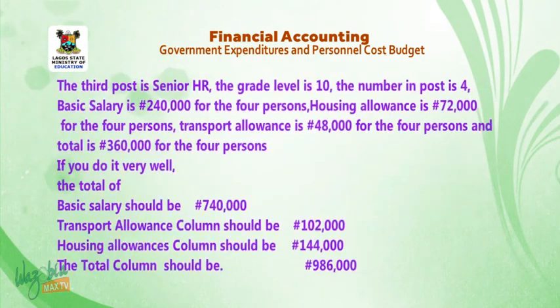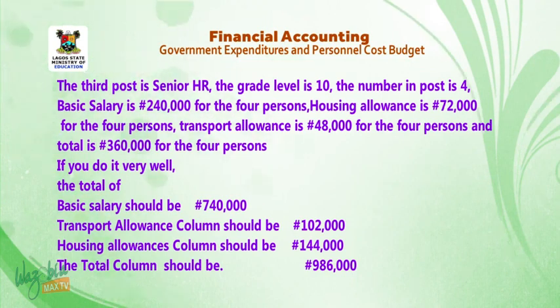The third post is Senior HR. The grade level is 10. The number in post is 4. Basic salary is 240,000 naira for the 4 persons. Housing allowance is 72,000 naira for the 4 persons. Transport allowance is 48,000 naira for the 4 persons. And total is 360,000 naira for the 4 persons.